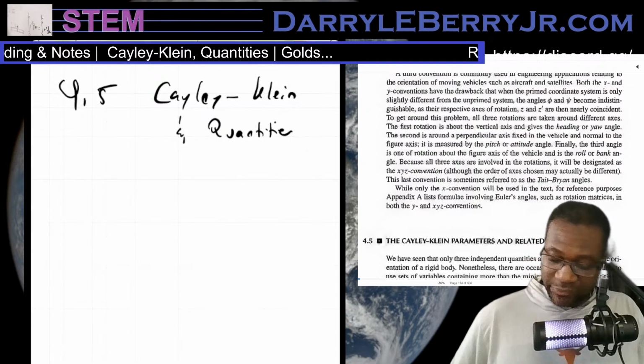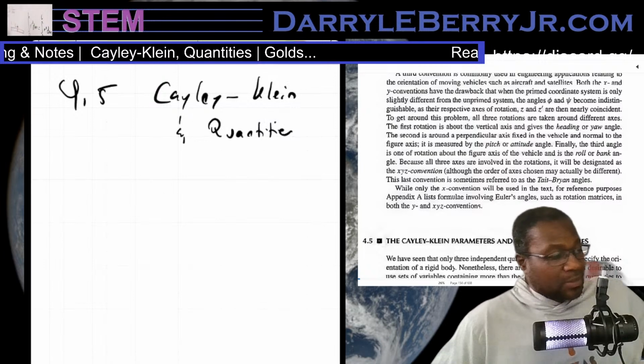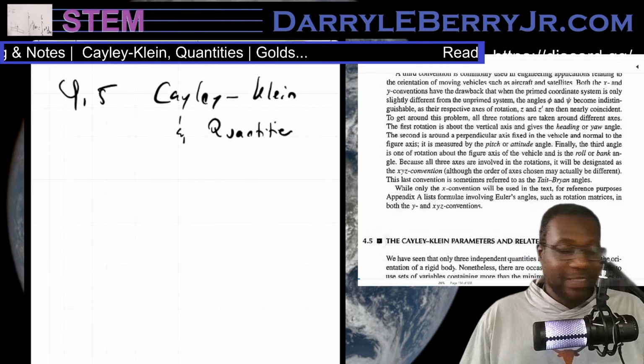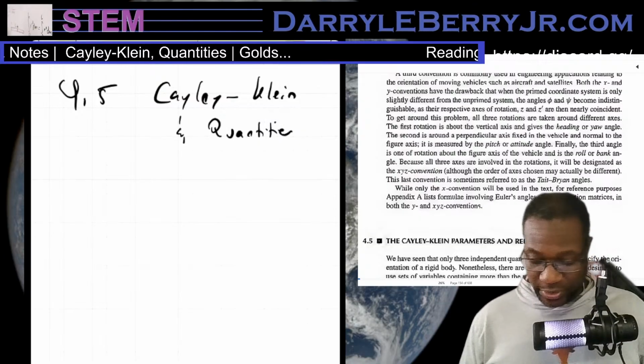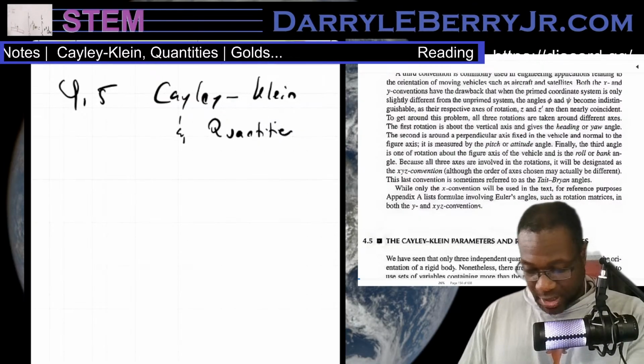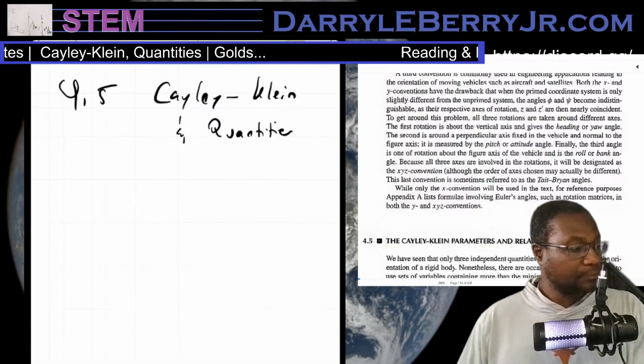We're doing some graduate level classical mechanics book reading and starting with the Cayley-Klein quantities, Goldstein 4.5. So we'll get started with that, and I'll probably do various topics throughout the day.